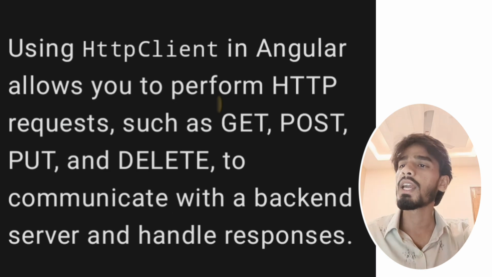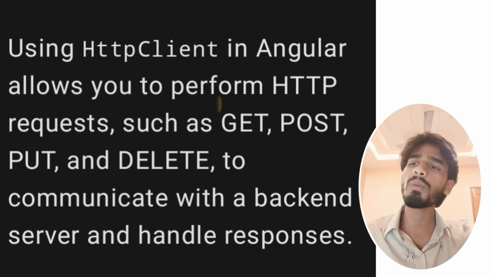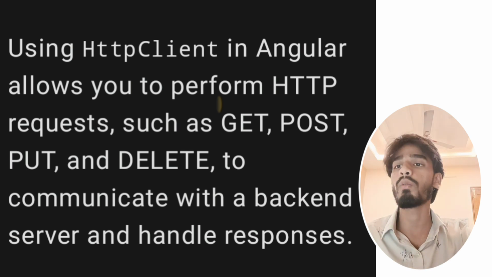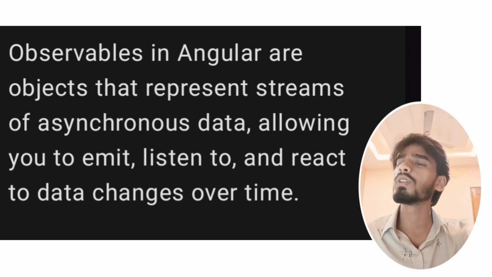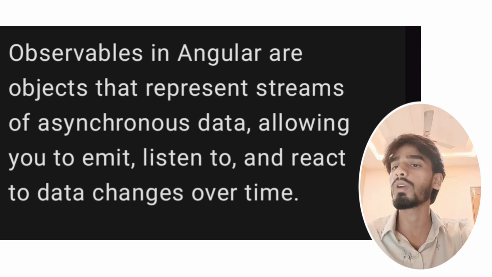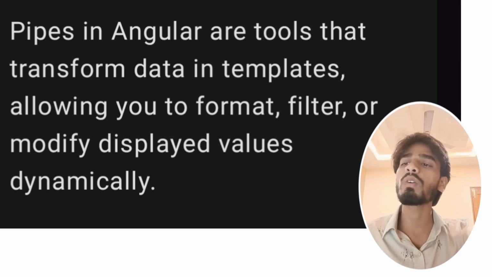HTTP client. Using HttpClient in Angular allows you to perform HTTP requests such as get, post, put, and delete to communicate with a backend server and handle responses. Observables. Observables in Angular are objects that represent streams of asynchronous data, allowing you to emit, listen to, and react to data changes over time. Pipes. Pipes in Angular are tools that transform data in templates, allowing you to format, filter, or modify displayed values dynamically.